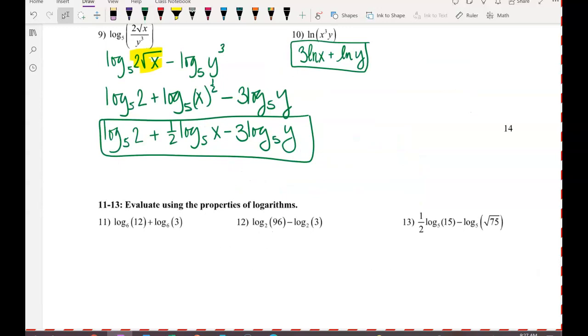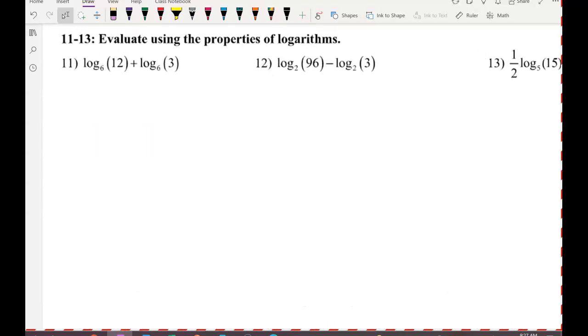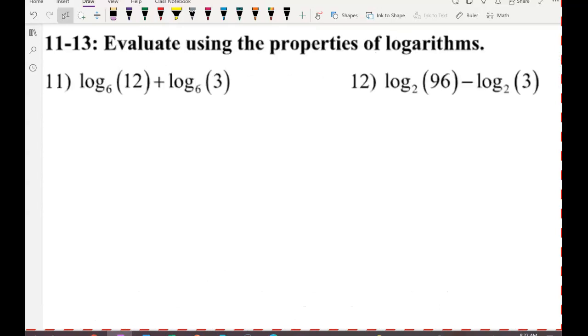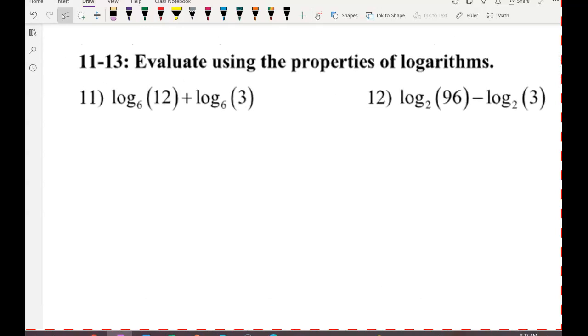11 to 13. Katie, how was your instruction, please? Perfect. Evaluate means I'm looking for what? An answer. Okay, here we go. The base is what? 6. You have an addition problem. So in an addition problem, we can rewrite it as what? Yep. So log base 6 of 36. Thank you so much. But that's not the final answer because that's not the simplest.